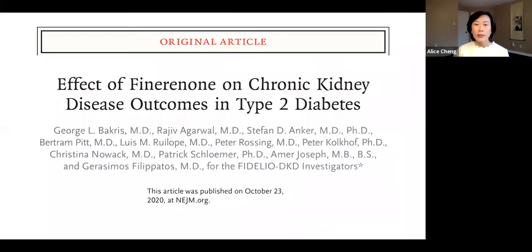So let's take a look at the Finerenone study, or FIDELIO-DKD, which was just published at the end of October. In this study, like the other ones, they took people, though only with diabetes, so type 2 diabetes with chronic kidney disease, and randomized them to receive Finerenone or placebo on top of standard of care. So again, on top of ACE inhibitor, on top of ARB, still achieving blood pressure and blood sugar control.